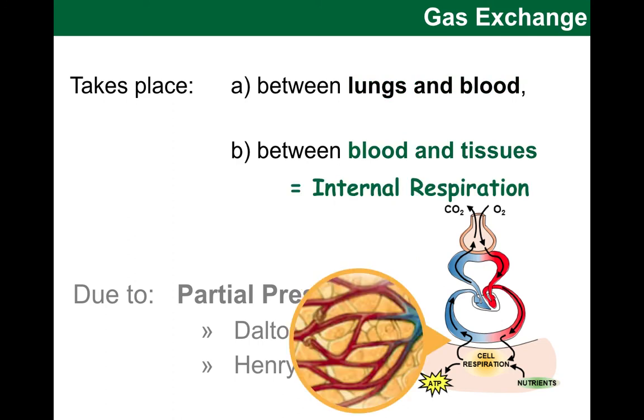And then, of course, at the level of tissues during systemic circulation. So we want the blood to give oxygen to the tissues in the body, and we want the blood to pick up the carbon dioxide away from these tissues. And the blood was the transport medium to enable this to happen.